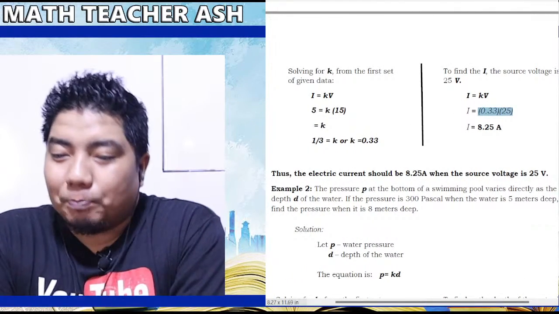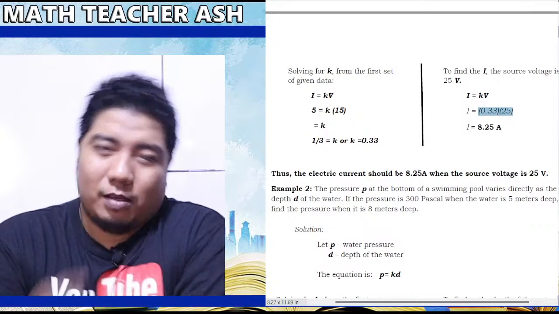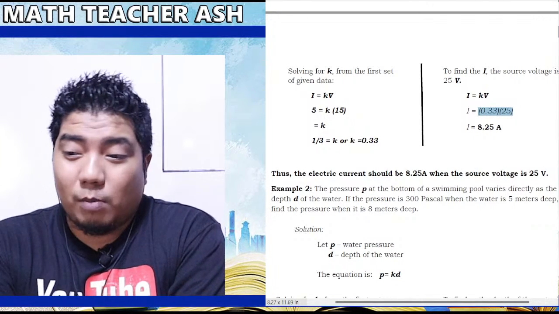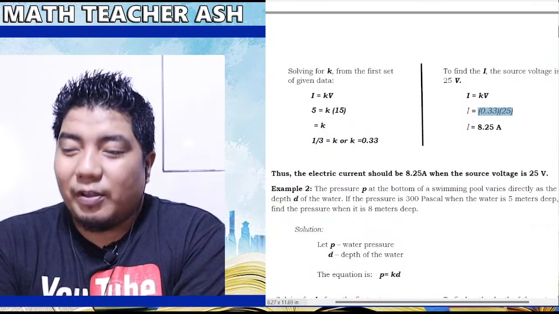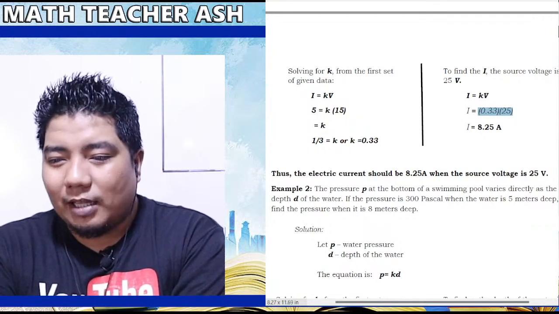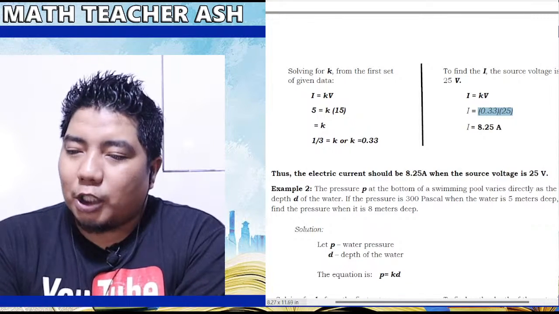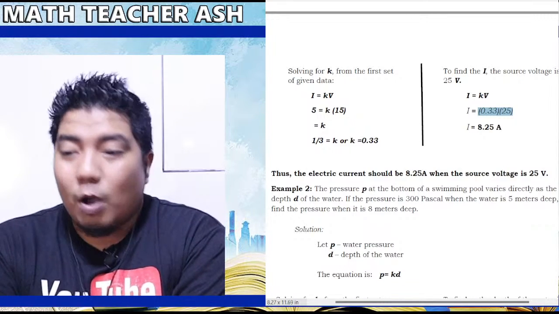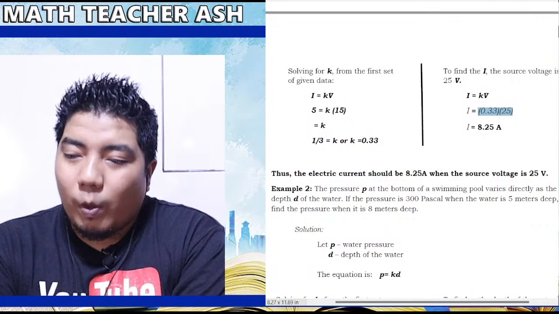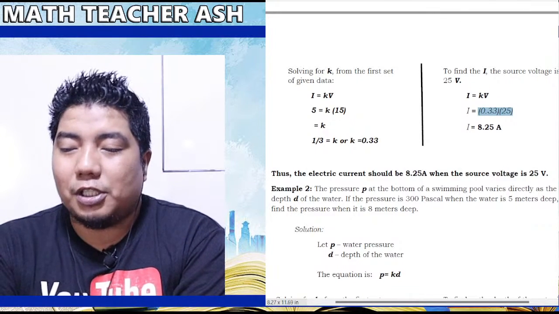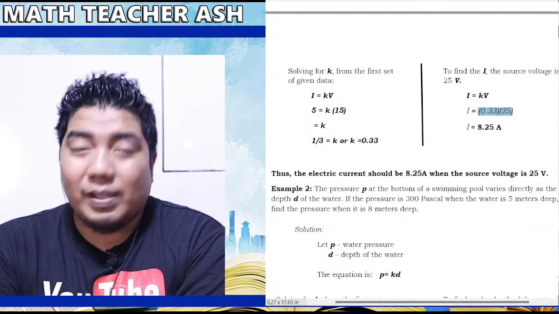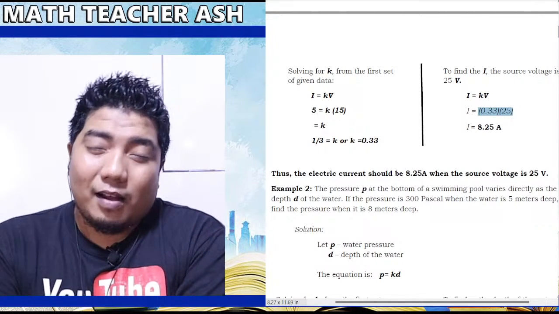So we have here, example number 2, the pressure P, of course, binigay na ang letter, at the bottom of a swimming pool varies directly as the depth, D. Okay, P at D ang gagamitin natin of the water. If the pressure is 300 Pascal when the water is 5 meters deep, find the pressure when it is 8 meters deep. So, given here, sinabi pa rin, varies directly. So, this is a direct variation.